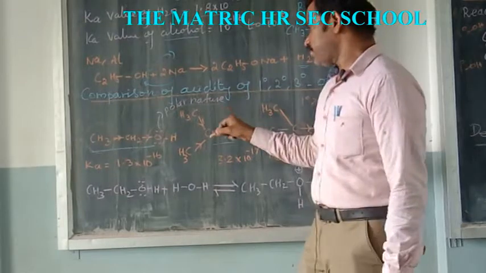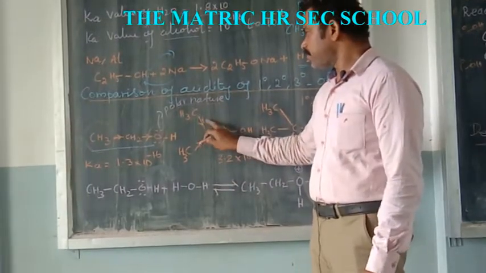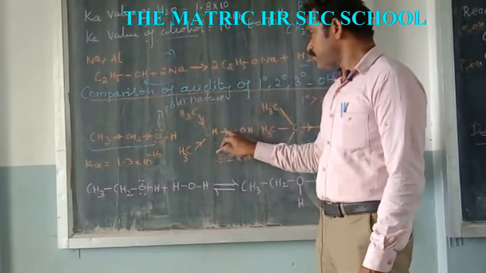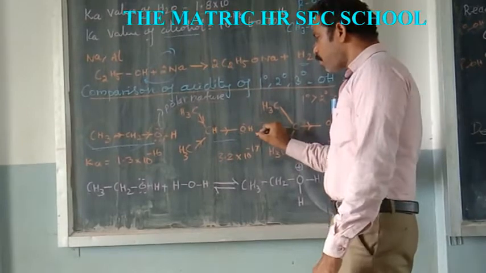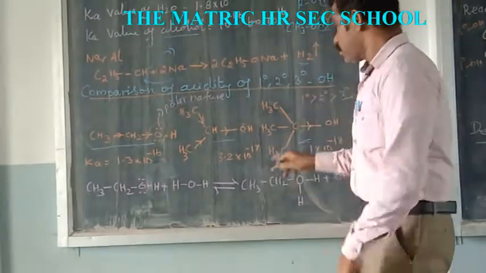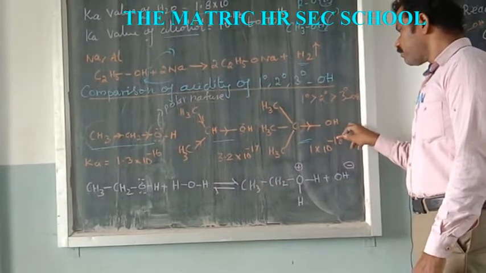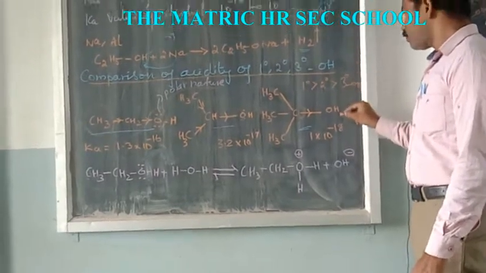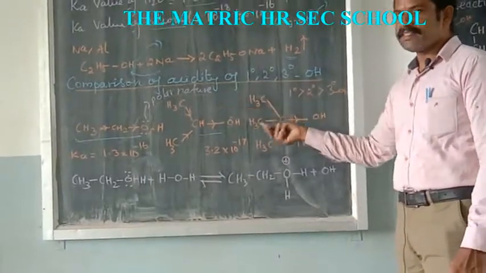So primary alcohol is more acidic. Compared to this, in secondary alcohol the two alkyl groups release electrons, the polarity is decreased, and the removal of the proton is very slow. Here three alkyl groups are present in this compound, so removing the hydrogen is very difficult, but it is possible. So the acidic nature is very low compared to primary and then secondary.